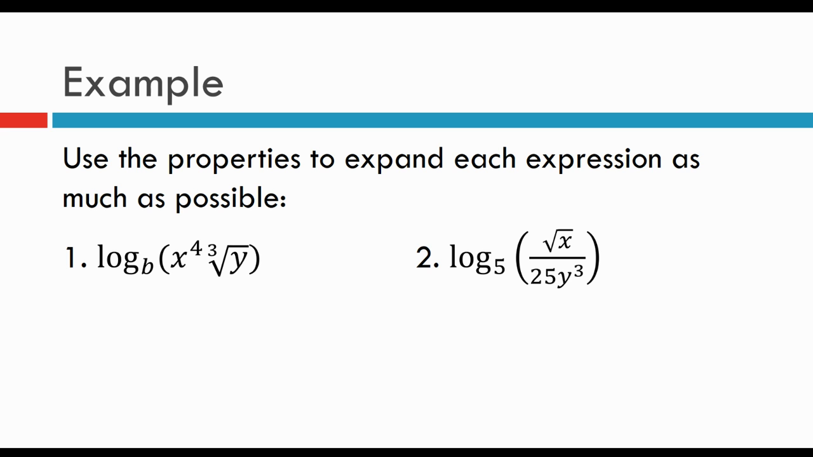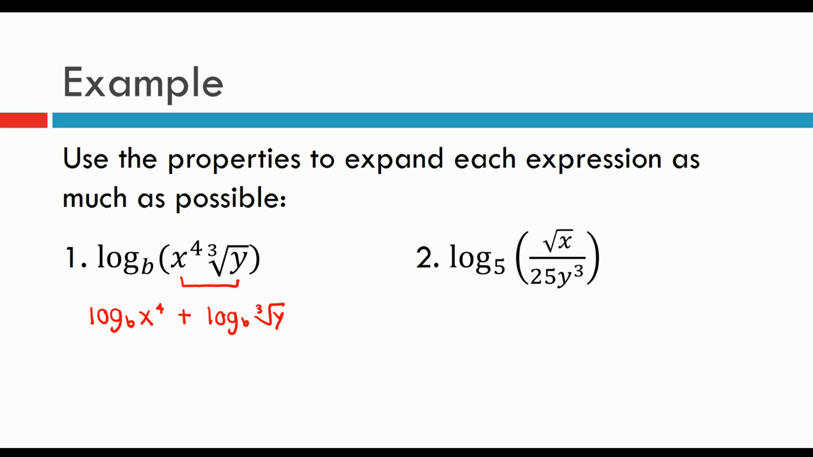So here we have log base b of x to the fourth times the cubed root of y. So the first thing that I notice is that we've got multiplication. So multiplication means we want to use the product rule. So that means I want to take log base b of x to the fourth, and I want to add log base b of the cubed root of y.